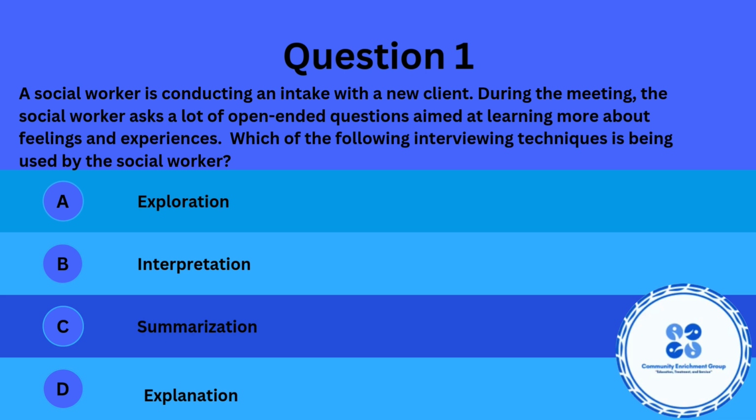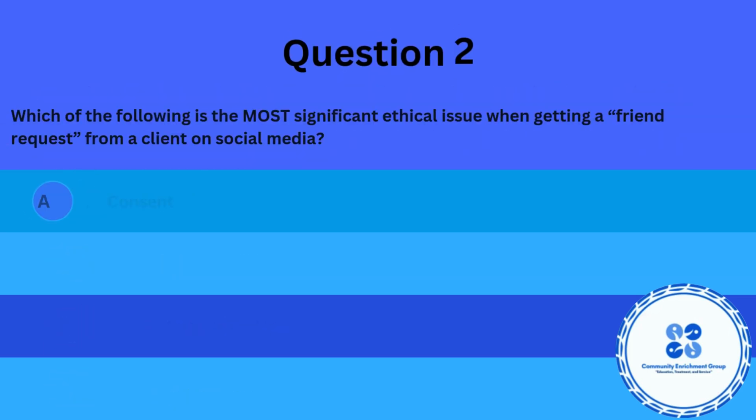So that takes us back to selection A, which is exploration. Exploration is the skill set that through questioning, social workers collect relevant information for diagnostic purposes, and it also may help the client to think about various unexplored areas. So we have eliminated B, we have eliminated C, and we have eliminated D. And indeed, the correct answer is A, exploration. Great job.